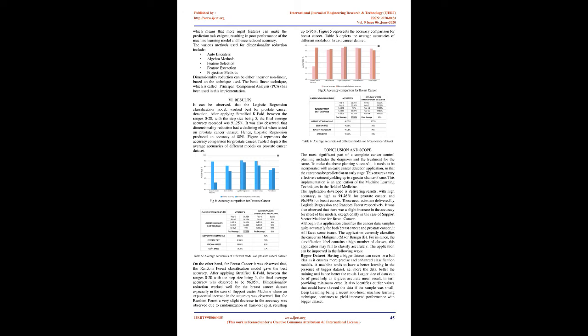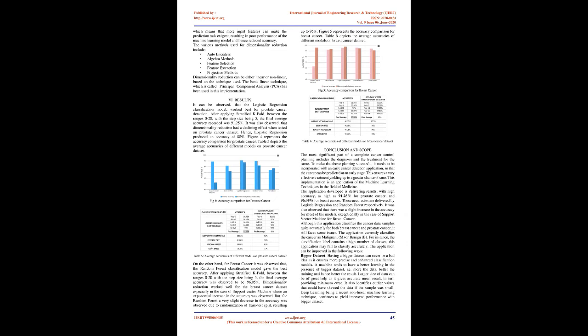The various methods used for dimensionality reduction include autoencoders, algebra methods, feature selection, feature extraction, projection methods. Dimensionality reduction can be either linear or nonlinear, based on the technique used. The basic linear technique, which is called principal component analysis, PCA, has been used in this implementation.